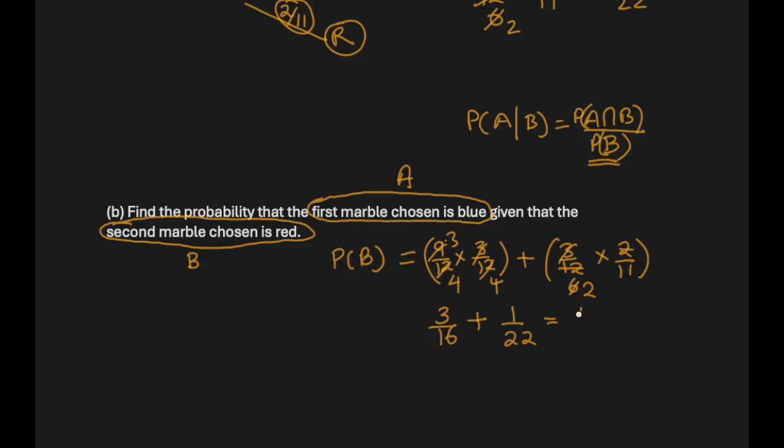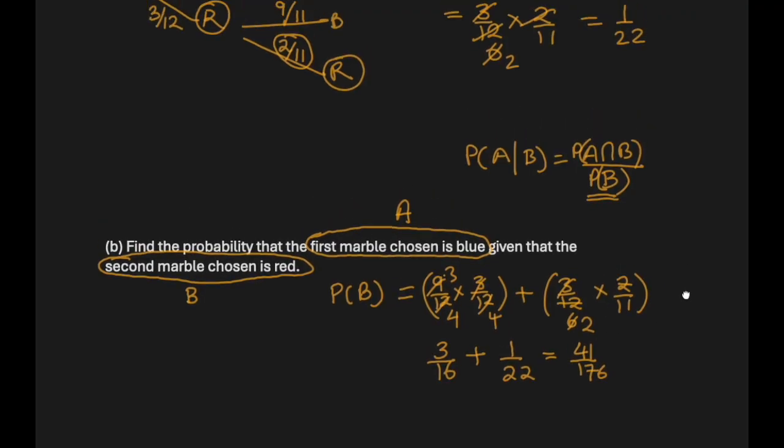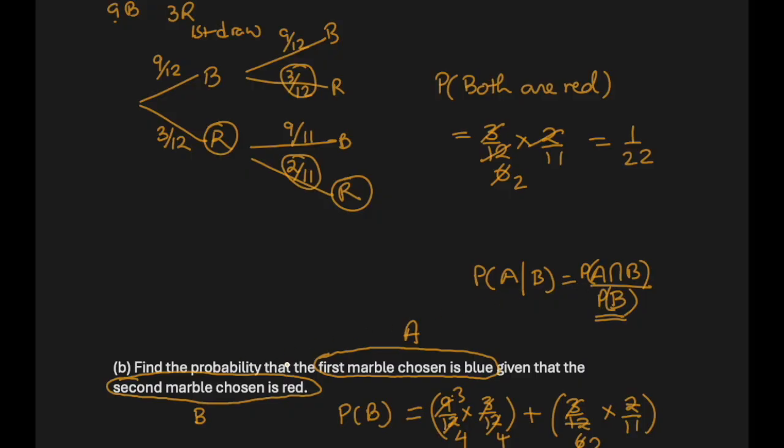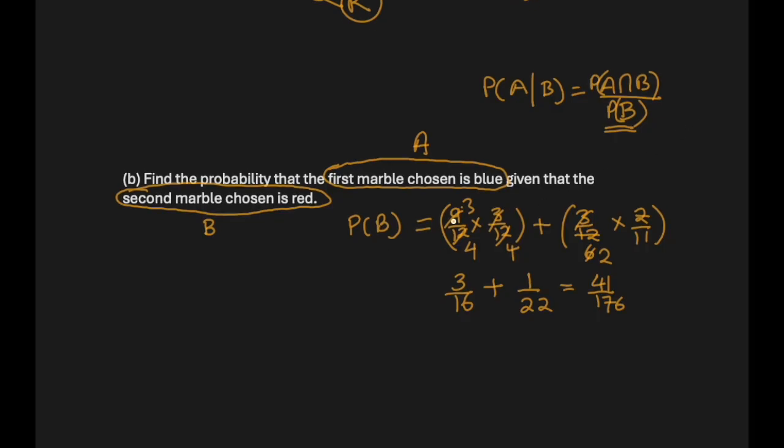What I'm getting is 41 over 176. Now, going back to the tree diagram, we have to see which branch out of this has the first marble chosen as blue, which is this one. This is not the one. And the second marble chosen is red, which is this. So 9 over 12 times 3 over 12, which we got already here. 9 over 12 times 3 over 12 is 3 over 16.